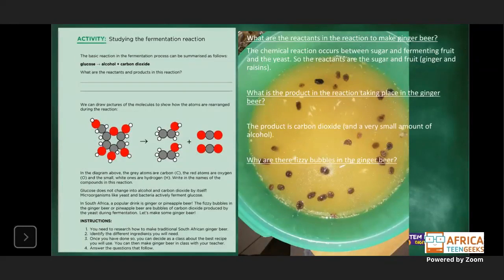The next question, why are there fizzy bubbles in the ginger beer? Why do we have fizzy bubbles in the ginger beer?